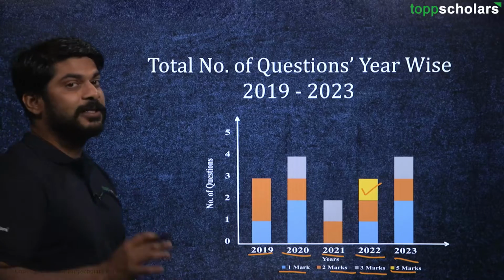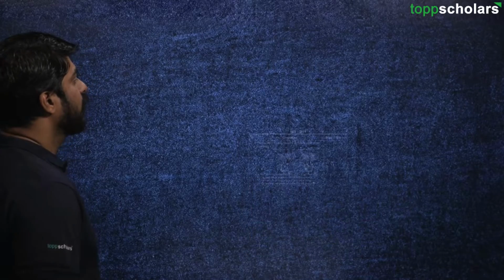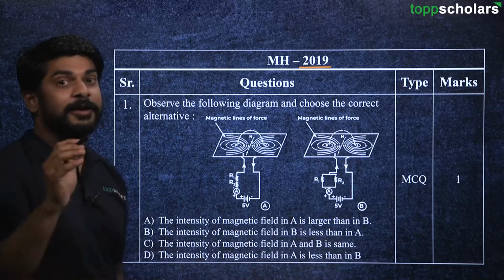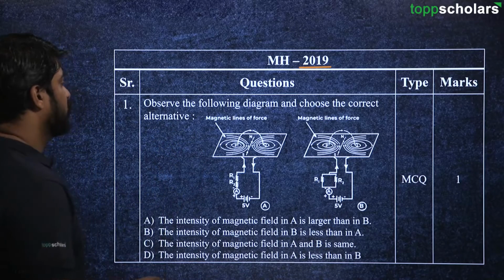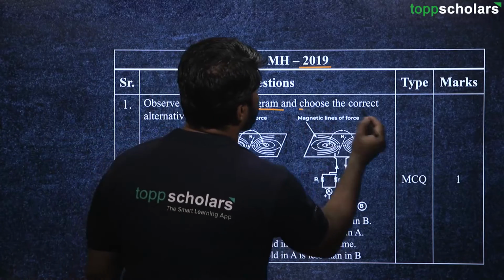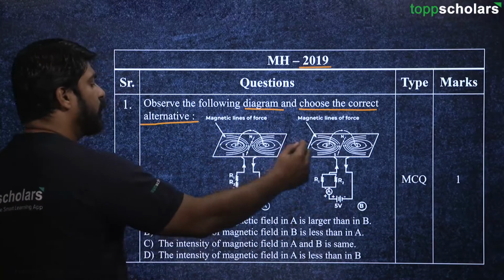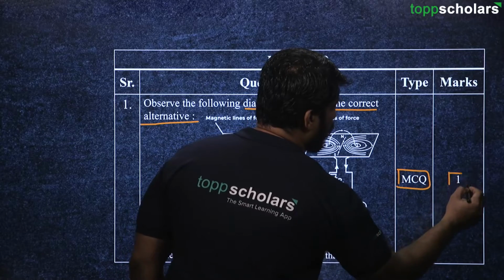Now, let's start with the actual discussion on the questions, starting with the year 2019. In this year, we had this question first of all: observe the following diagram and choose the correct alternative. Here we have 2 diagrams, and it's a multiple choice question for 1 mark.